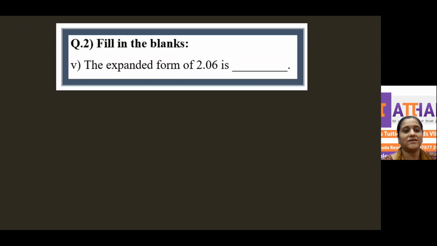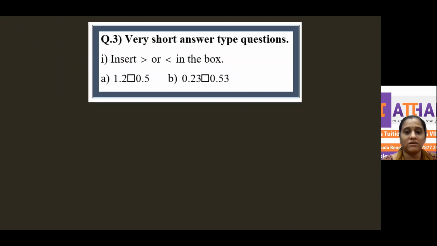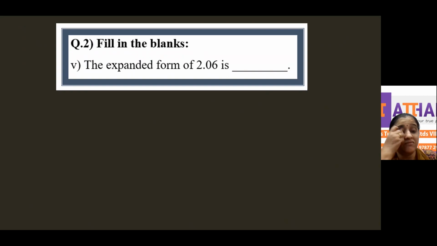All right. Yeah. We have one more in fill in the blanks. So we'll just finish this and then start the test. All right. The expanded form of 2.06 is, 2 ones, decimal point, 0 tenths, and 6 hundredths.